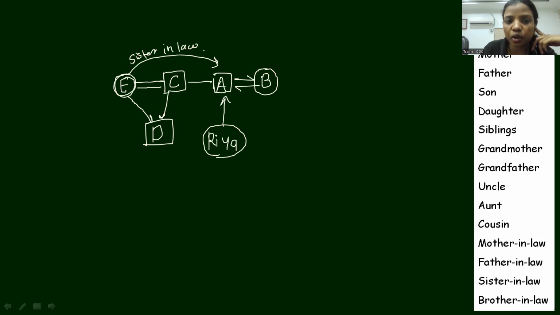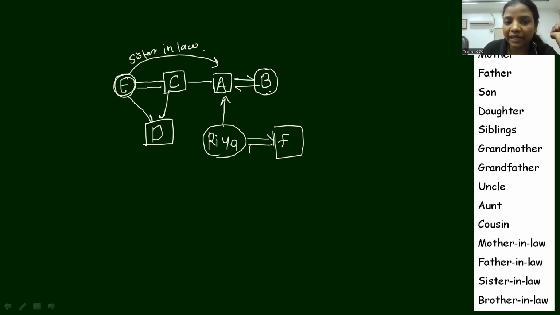Okay, E is sister-in-law of A. Let's consider one more scenario here. Now Ria is married to F. So Ria is a female, definitely F is a male. Correct. Now tell me how B is related to F.